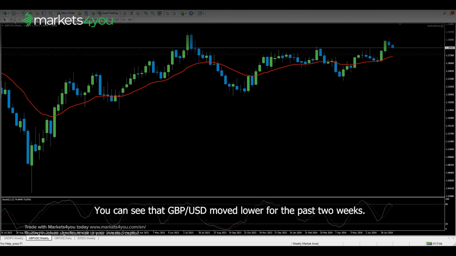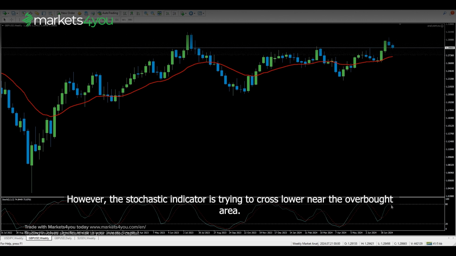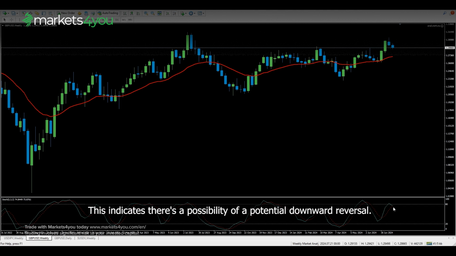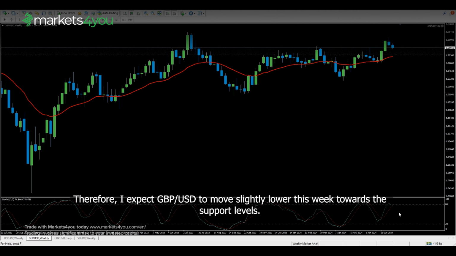You can see that GBP USD moved lower for the past 2 weeks. However, the stochastic indicator is trying to cross lower near the overbought area. This indicates there's a possibility of a potential downward reversal. Therefore, I expect GBP USD to move slightly lower this week towards the support levels.